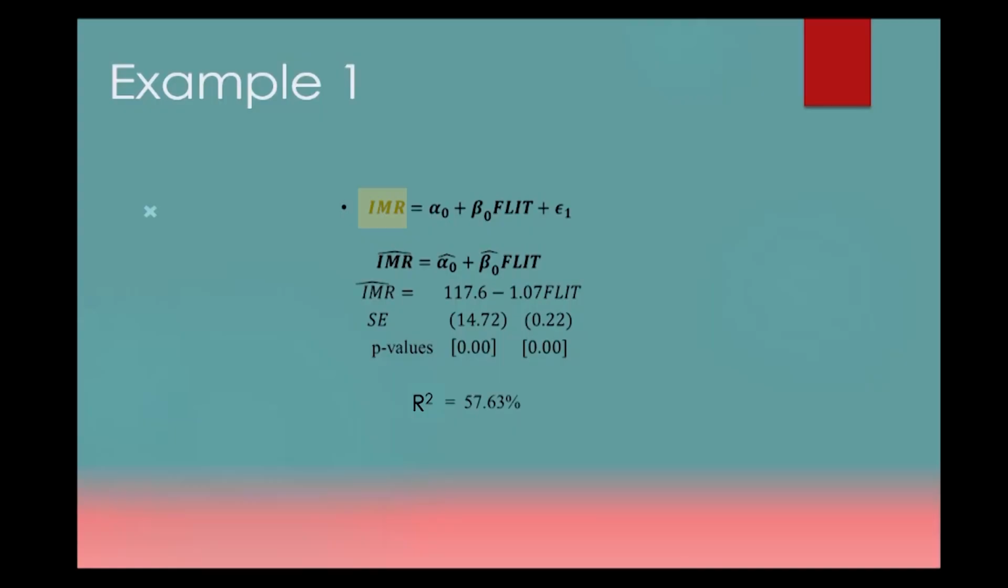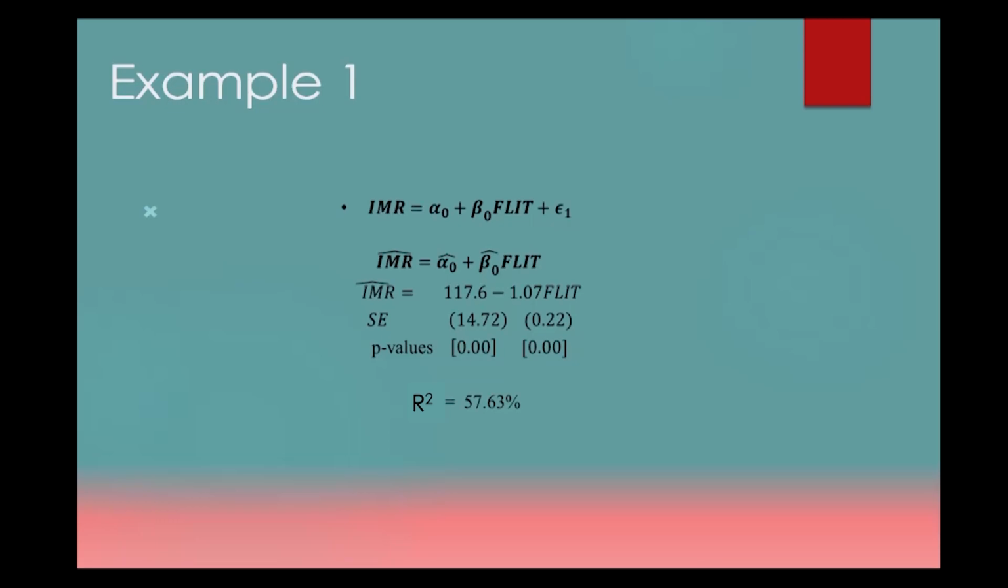These examples are basically practical exposures to real life data. Suppose the data is collected on infant mortality rate and its relationship with female literacy rate. This is basically an econometric model where infant mortality rate, as mentioned by IMR, is a function of FLIT, which is the female literacy rate. In this model, we have two important terms: alpha 0, the intercept term, and beta 0, the slope term. And we have the error term epsilon 1.